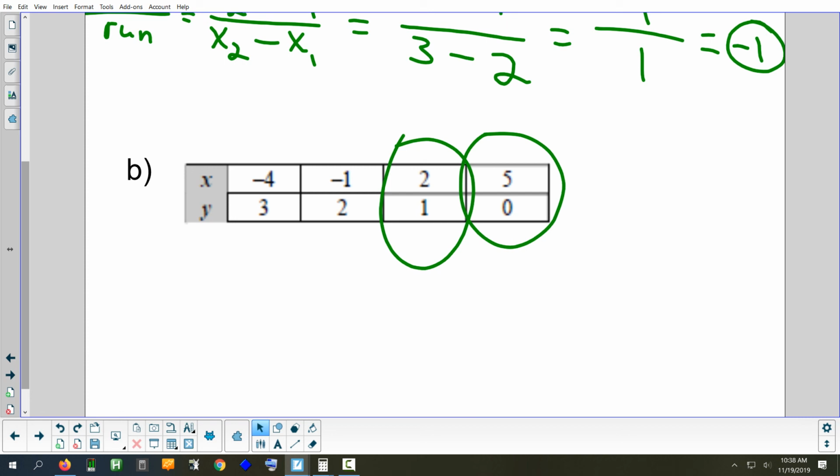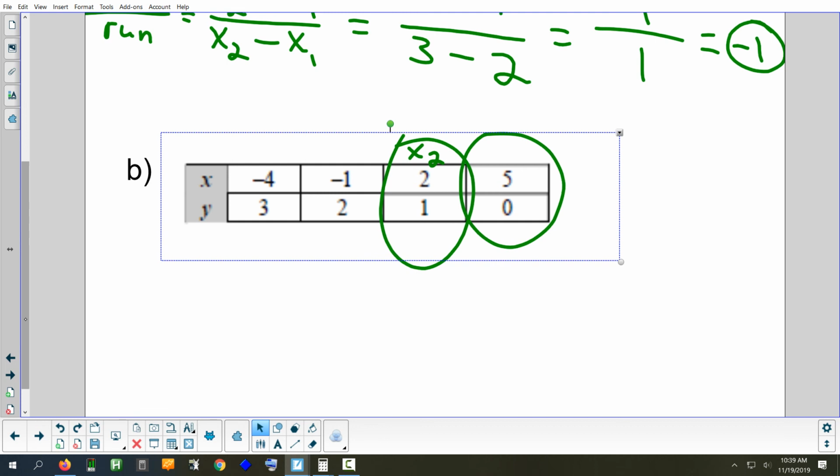Let's start with 2. Is that an X or a Y? X. Do you want it to be the first or the second? The second. Okay, we can do that. Is 1 an X or a Y? It's a Y, and what does it have to be? Second. It's got to be the second, because they go together. If you make the top one the second, you got to make the bottom one the second.